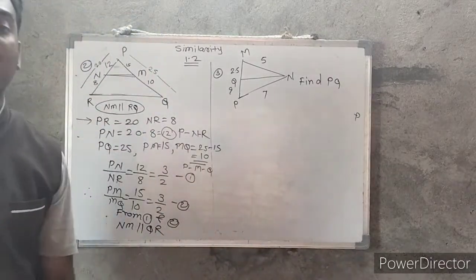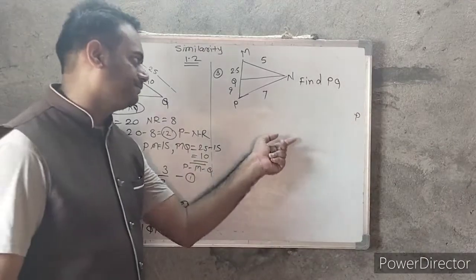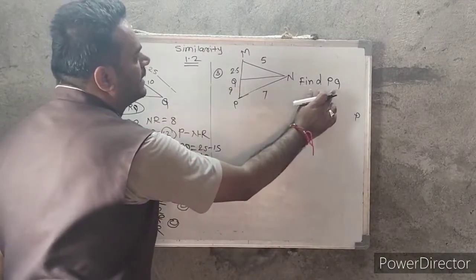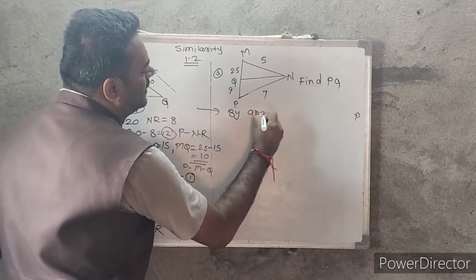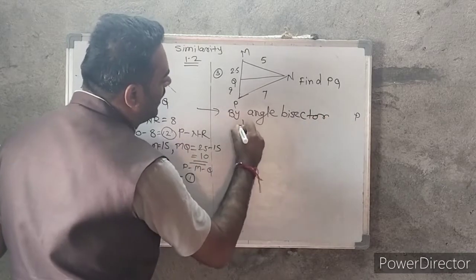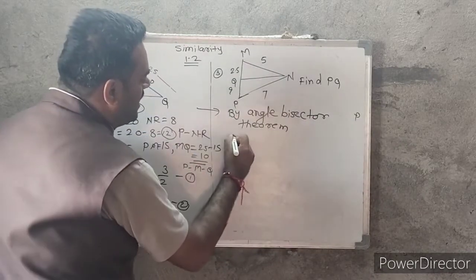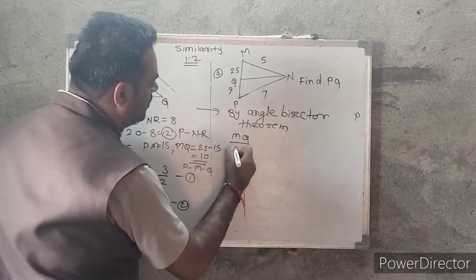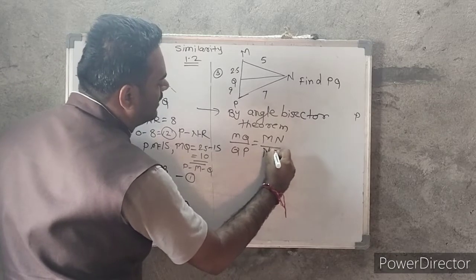What is the reason here? According to the converse of BPT. Now here in the third example they are asking to find PQ. How to find PQ? By the angle bisector theorem. You have to write by the angle bisector theorem. Just see that MQ upon QP is equal to MN upon NP.